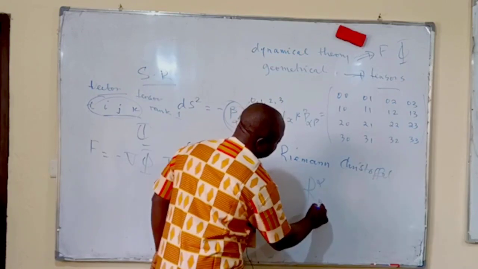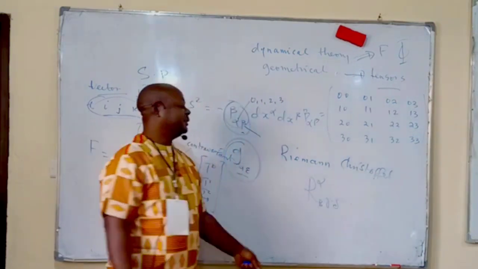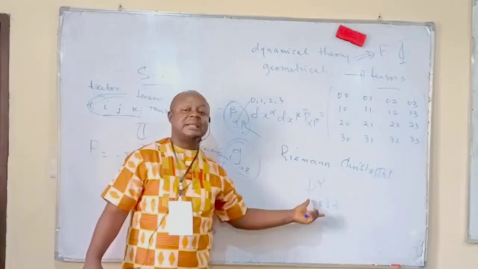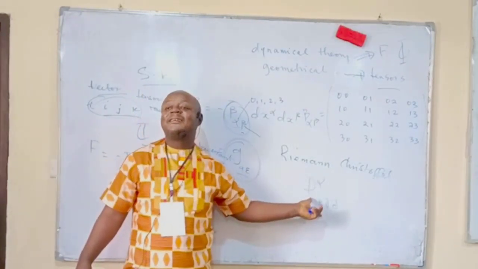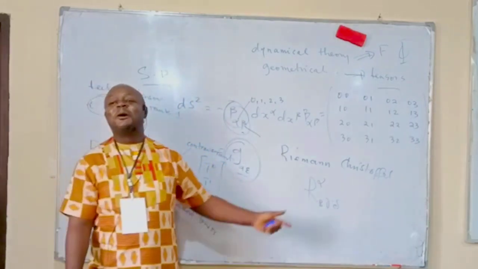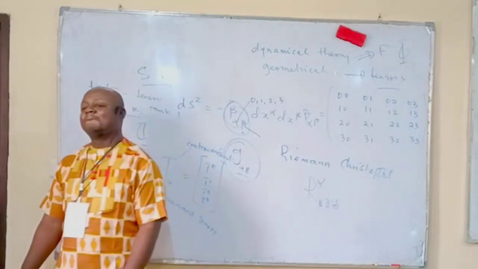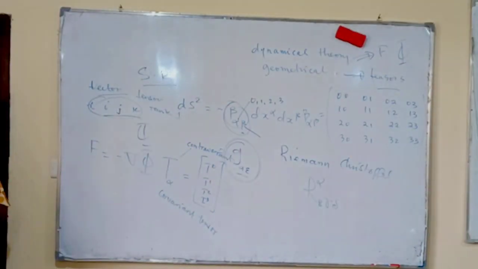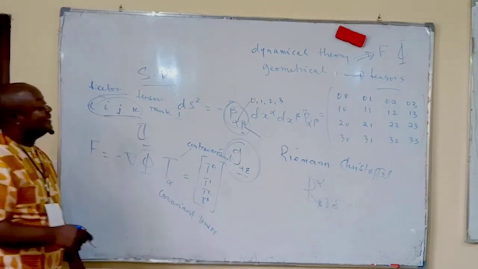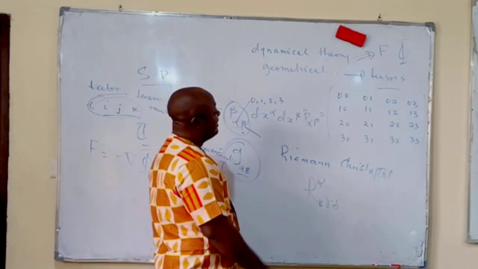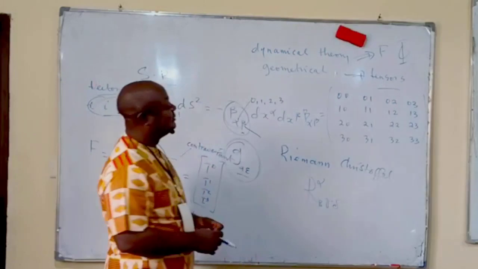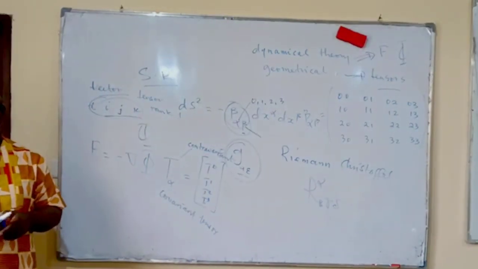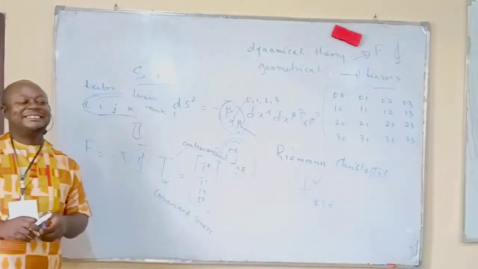So we are going to see this tensor along the way. It's what we call the Riemann-Christoffel tensor. It's a tensor of rank 4. So how many components do you expect it to have?